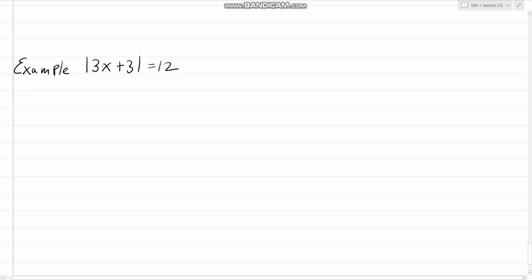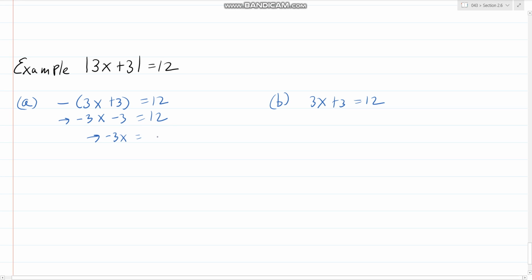All right, for this example, we have the absolute value of 3x plus 3 is equal to 12. I don't see anything weird about this one, so I'm going to take both cases. Case A, what if the inside was negative, equals 12? And case B, what if it was positive? Well, that would turn into negative 3x minus 3 equals 12. I can add 3 to both sides, and that becomes 15. I can divide both sides by negative 3, and that becomes negative 5.